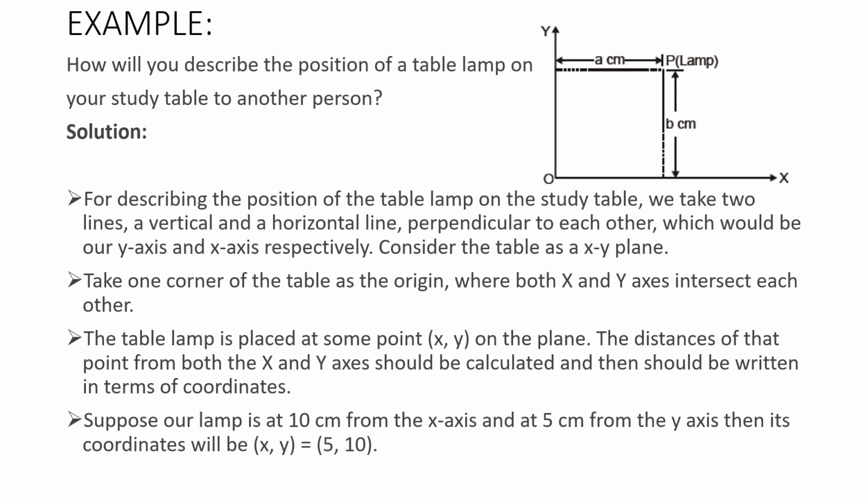The table lamp is placed at some point, say (x, y), on the plane. The distances of that point from both the x and y axis should be calculated and then written in terms of coordinates. Now suppose our lamp is at 10 cm from the x axis and 5 cm from the y axis. Then what will be its coordinates? Its coordinates would be (5, 10).